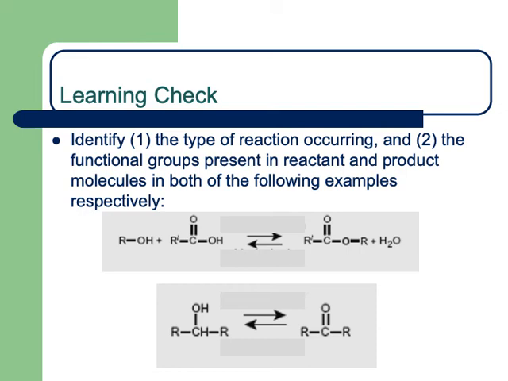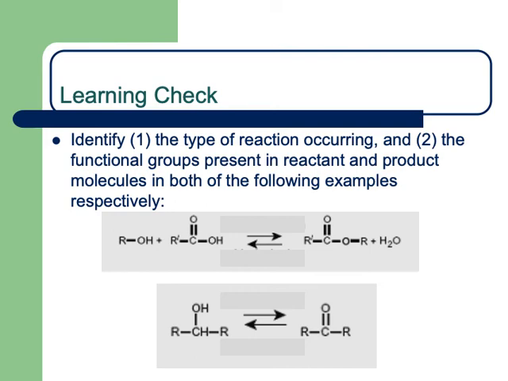Based on the 8 biochemical processes we just went over in class, you should be able to answer both of those questions: the type of reaction occurring, and the functional groups present in the reactant and product molecules. Now let's talk through the answers. Let's go to the first example at the top.